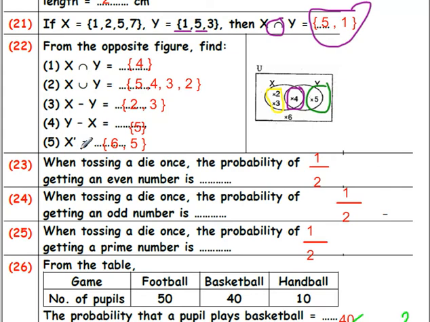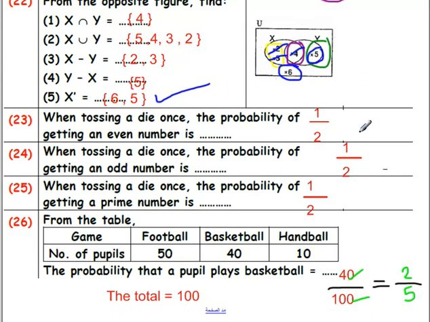The complement of x. Complement of x means cancel the set of x. The set of x contains 4 and 2 and 3. Cancel it and take the other elements, 5 and 6. So we will write 5 and 6.